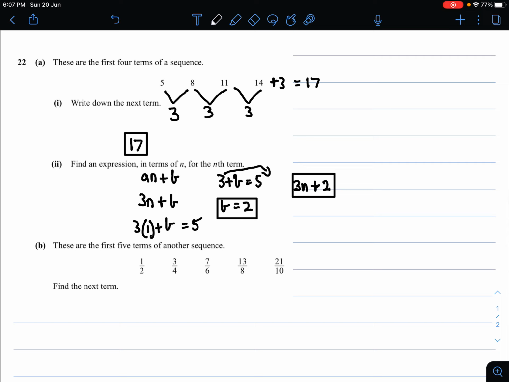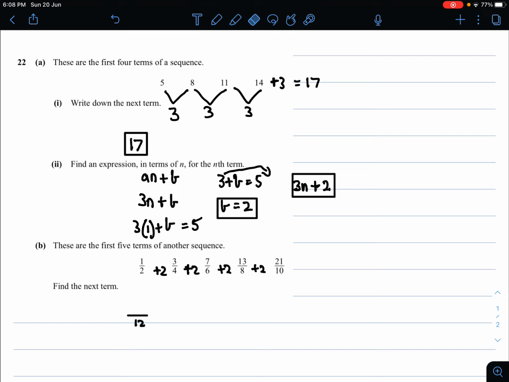But in this case, all you need to do is pay attention to the pattern. In the denominator, as you see, they are adding 2 at every new term. So you know that your next term's denominator would be 12.